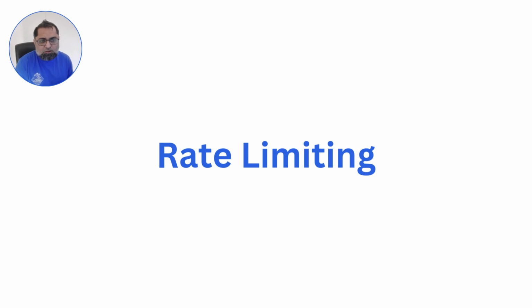Today we are diving into an important topic, rate limiting. If you've ever used an API and suddenly got a 429 too many requests error, that was rate limiting in action. But why do APIs and servers need to limit requests? How does it work and where should it be implemented?